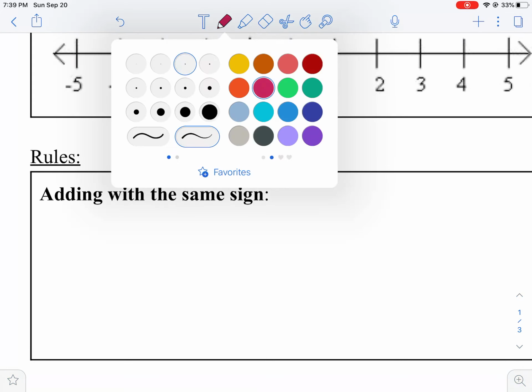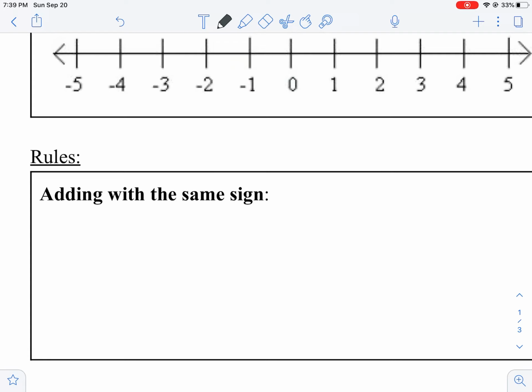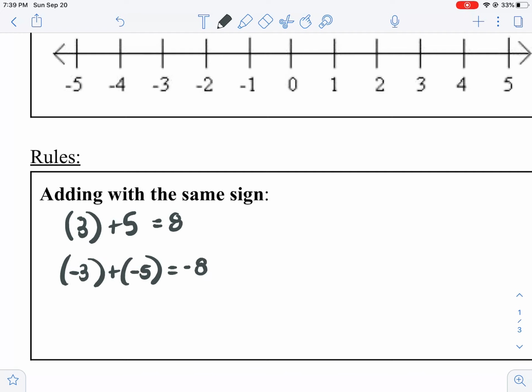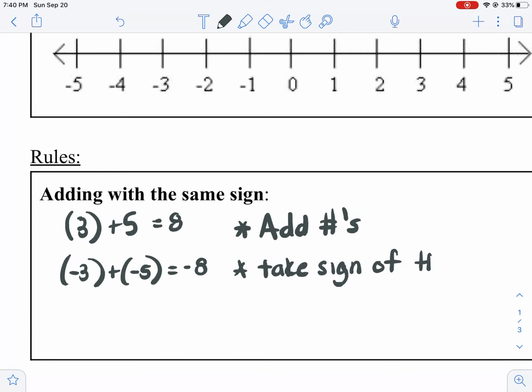Okay? So when we add with the same sign, and I can give us an example as we go, if we are adding with the same sign, like 3 plus 5, which we did was 8, or if we have -3 plus -5, and that would give us -8, our rule is to add the numbers, just the numbers with no signs, 3 and 5, right? Add the numbers, and then take the sign of the numbers.